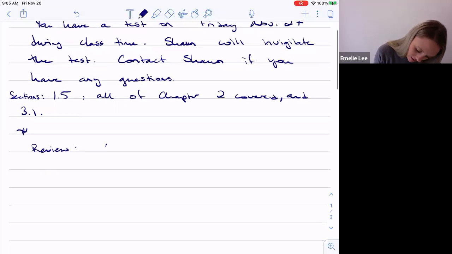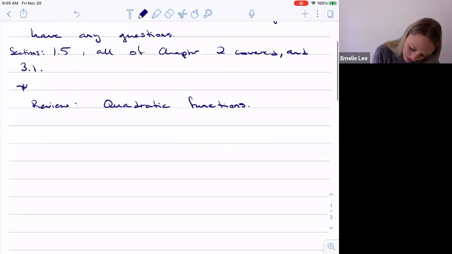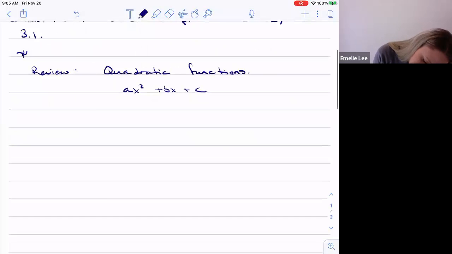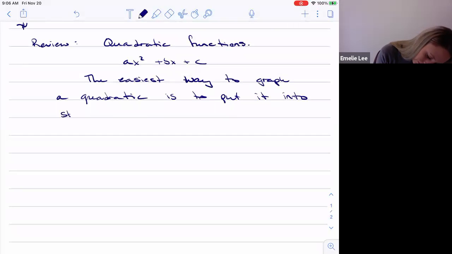We talked about quadratics. So quadratic functions. To graph quadratic functions, so that's something like ax squared plus bx plus c, right? That's a quadratic when the highest power or the degree of the polynomial is 2, right? And so if we have a quadratic, the easiest way to graph it is to put it into standard form by completing the square.